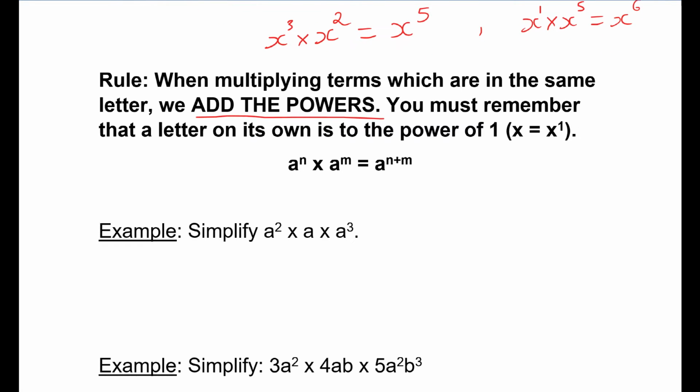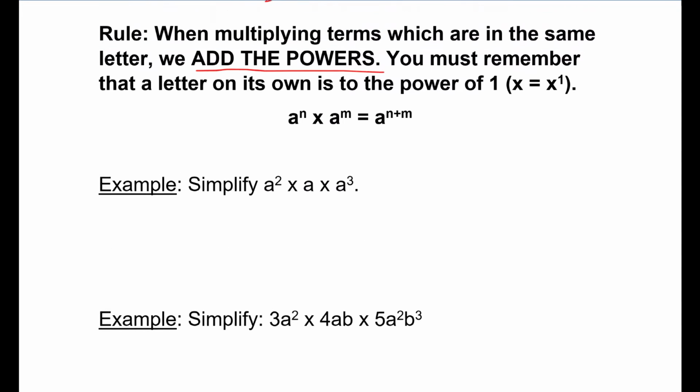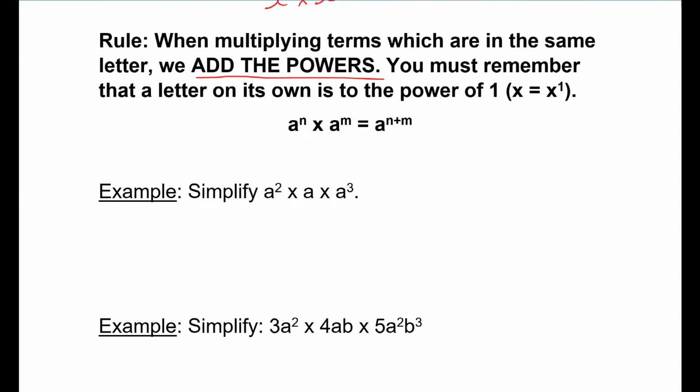For example, if I wanted to simplify a squared times a cubed, remember a is a to the power 1. So you are going to have a final answer of a to the power 2 plus 1 plus 3, which is going to be a to the power of 6. Secondly, I want to simplify 3a squared times 4ab times 5a squared b cubed. Looks complicated, but we just stick to the rules.